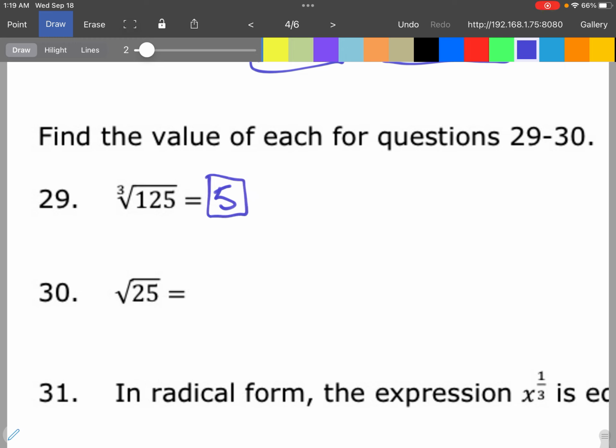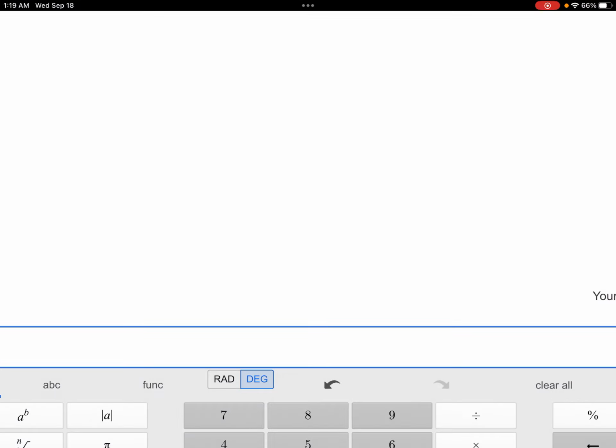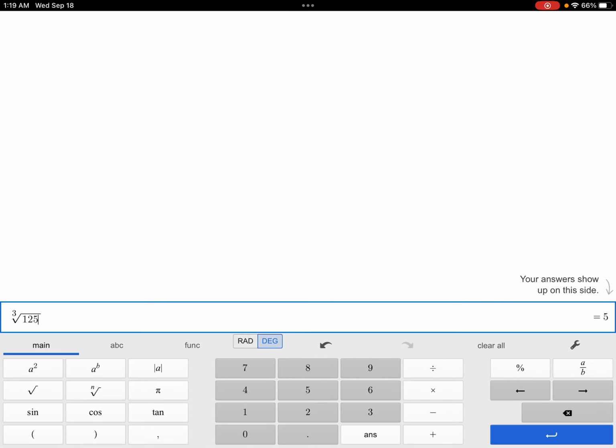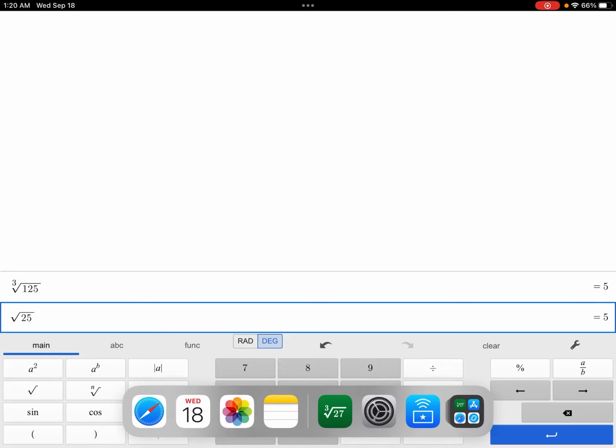Square root of 5, I don't need a calculator for that. That's 5. But of course, if you want to type it in the calculator, go ahead. Be our guest. Square root of 25 is 5. Oh yeah, we like whole numbers, y'all. We really do.